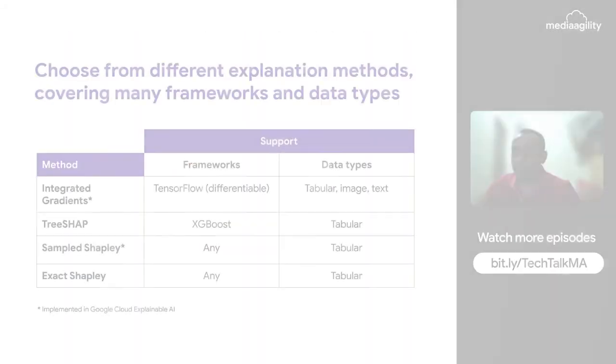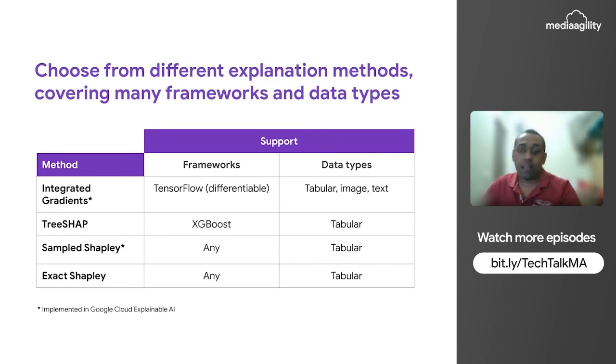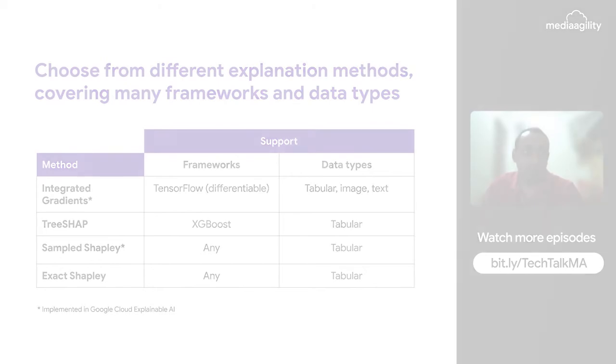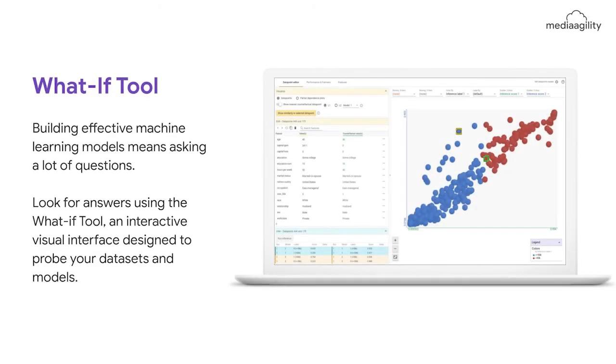And there are multiple frameworks for it, depending on what type of algorithms we are using, what type of data types we have got. So we can use integrated gradients, tree SHAP, sampled Shapley, or exact Shapley, which can extend from TensorFlow to XGBoost to any other models, including tabular data. For images and text, integrated gradients can be used. There are tools like the What-If Tool.